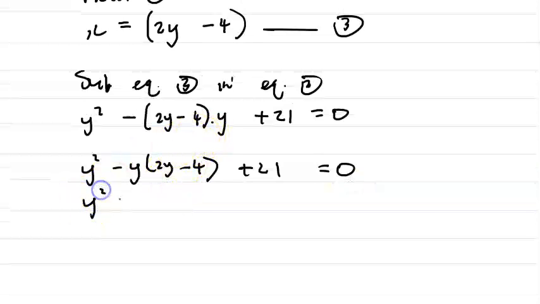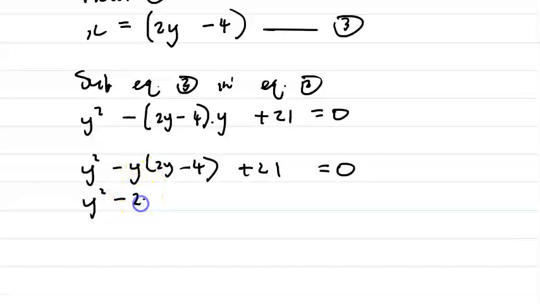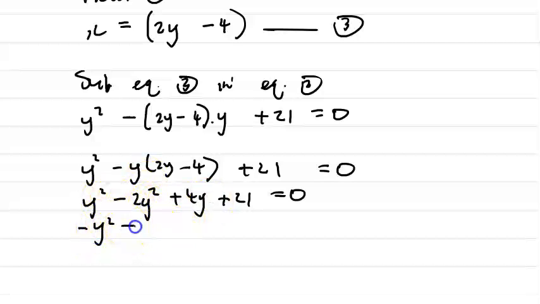So I'm going to get y squared minus 2y squared plus 4y plus 21 equals 0. I'm just taking y into the brackets here. Minus 2y squared, that's minus, and minus times minus is plus 4y. As you can see, I'm going to get a quadratic equation. Minus 2y squared and minus y squared is going to leave me with minus y squared. So I've got minus y squared plus 4y plus 21 equals 0.